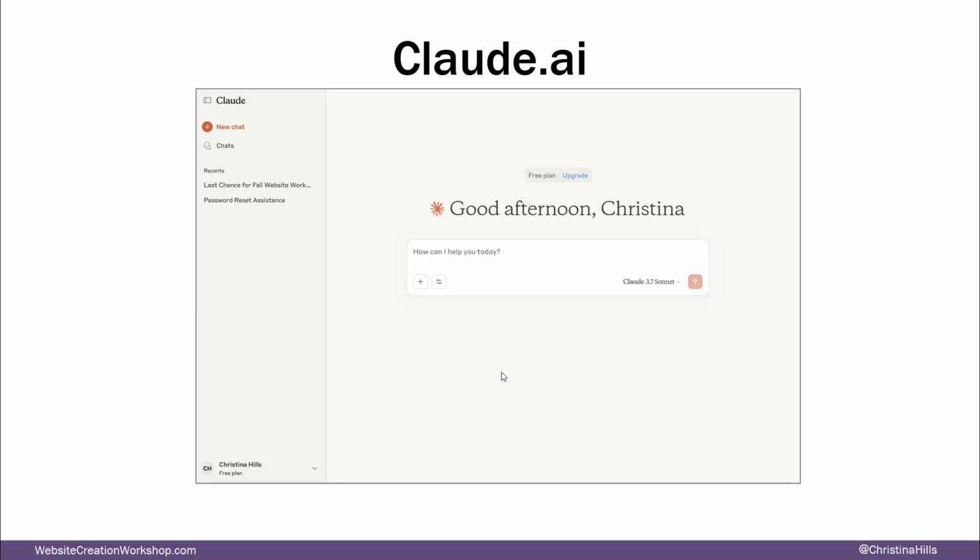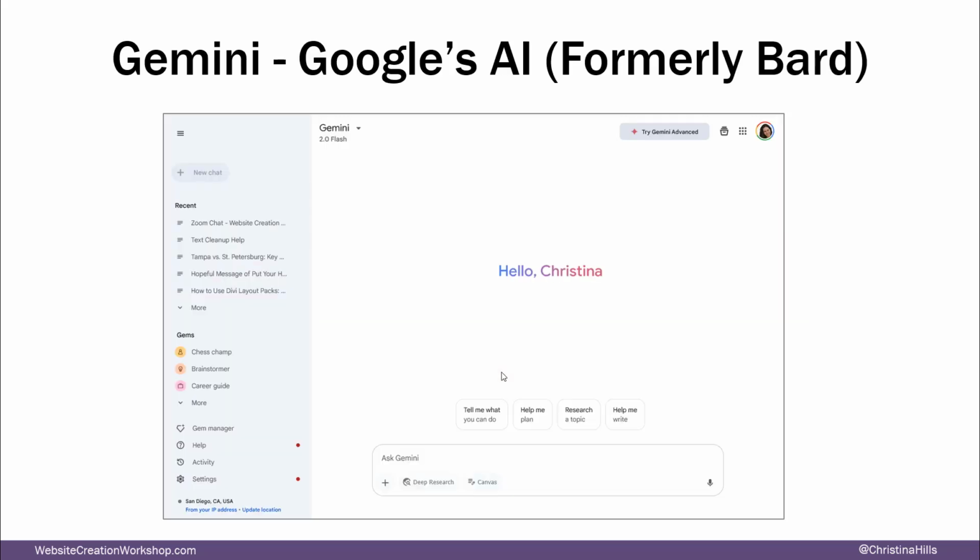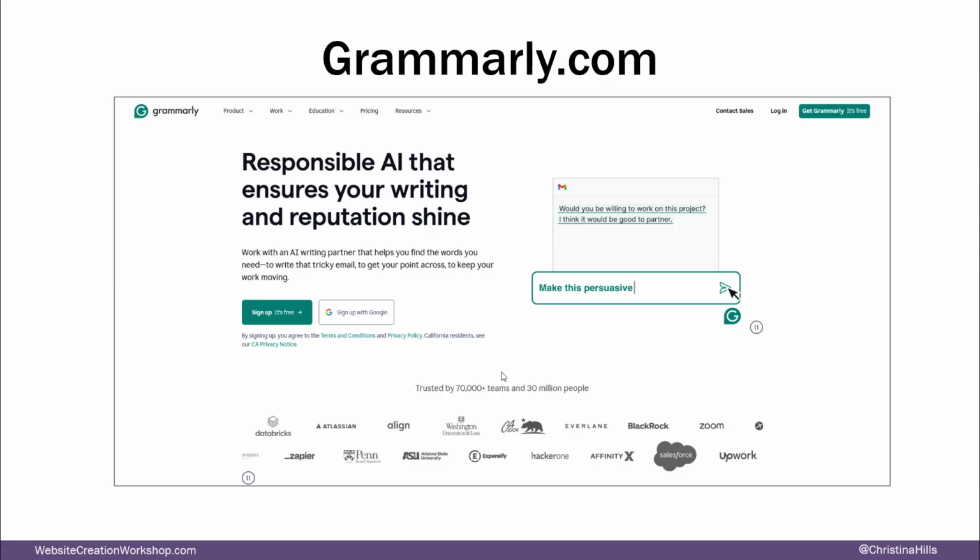Claude.ai is another one, and I have a free account. And you'll get slightly different results. Gemini is Google's, formerly called Bard, and you can use that one as well. It really depends upon what you want to use.